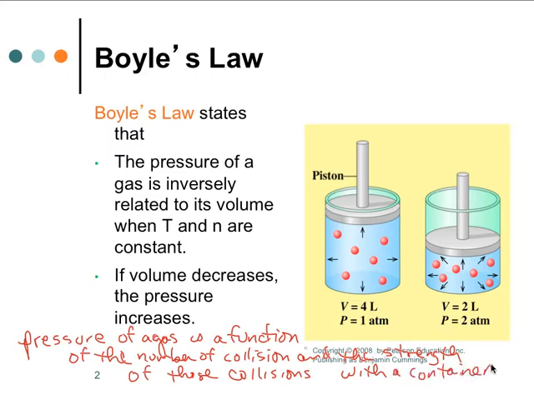Okay, so the idea is that, remember, these particles are moving rapidly in straight lines until they encounter something else. So if I have a certain volume, you're going to have a certain number of collisions. If I decrease that volume, what happens to the number of collisions? Well, the number of collisions should increase because the particles can't travel as far before they hit the container, right? So as the volume decreases, the pressure increases.